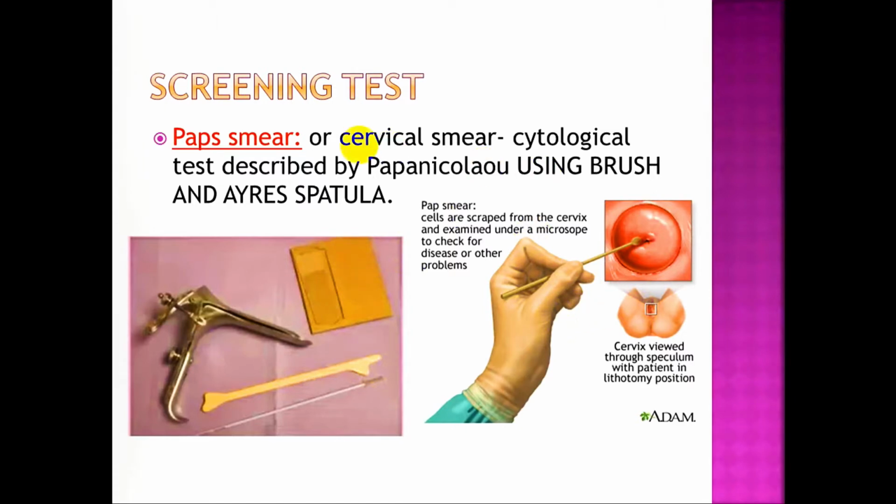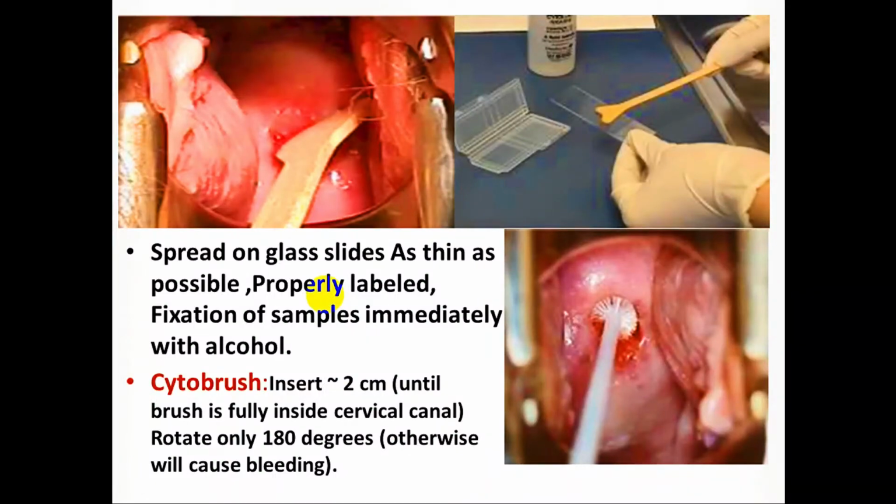and then first the patient in lithotomy position, putting the speculum and then take the sample by brush or Ayre's spatula, which is spread over the slide with fixation and examination. This is another method by brush, spread on glass slides as thin as possible, properly labeled, fixation of samples immediately with alcohol.